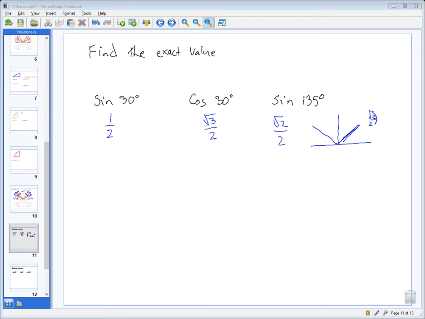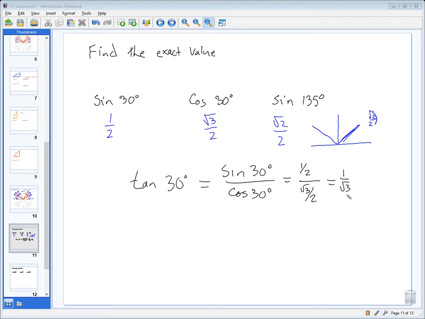Now for all tangent values, if we were trying to find the tangent of 30 degrees, that would be the same as the sine of 30 degrees divided by the cosine of 30 degrees. So that would be 1/2 over square root 3 over 2. Simplify that, we'd get 1 over square root 3. And we don't like square roots on the bottom, so I'd times top and bottom by square root 3, which would make it square root 3 over 3. So the tangent of 30 degrees is square root 3 over 3.